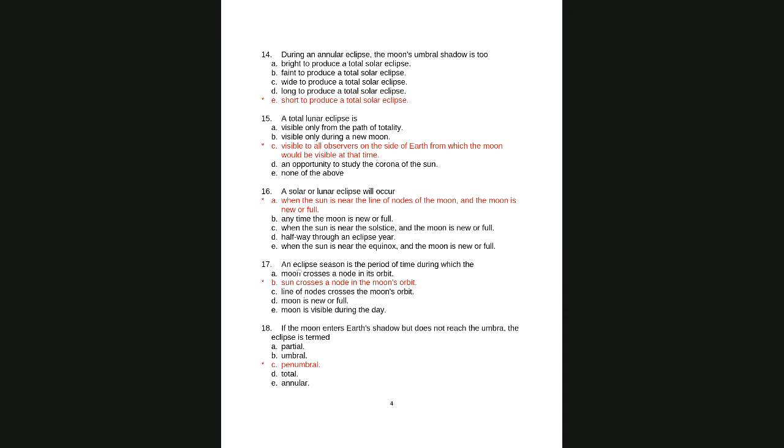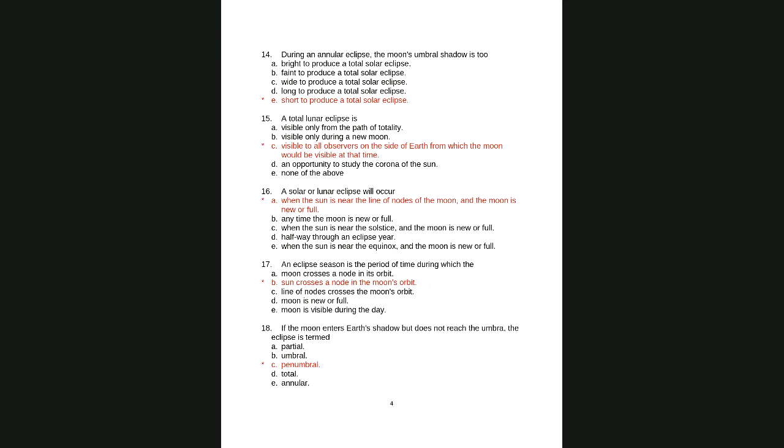17, an eclipse season is the period of time during which the sun crosses a node in the moon's orbit. And I told you that the orbit of the moon and the ecliptic, especially, it's tilted, the orbit of the moon is tilted at an angle of about 5 degrees. So you may actually have, let's say, sun, moon, earth, which is a new moon, but due to that tilt, they're not lined up in one line, and you don't have a condition for an eclipse. But when they are near the nodes, that's basically when you have a condition, and we call that an eclipse season.